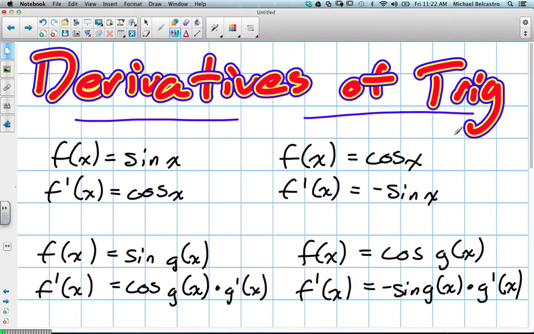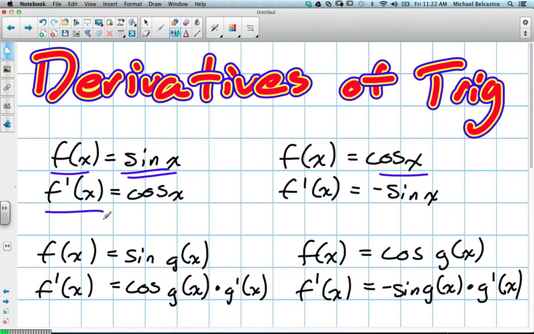Okay, we're just going to go over the rules of deriving trig functions, specifically sine x and cos x. So if our function is equal to sine x, the derivative of our function is cos x. Don't worry about proving it. We're just going to stick to knowing the rule. If our function is cos x, the derivative of it is negative sine x.